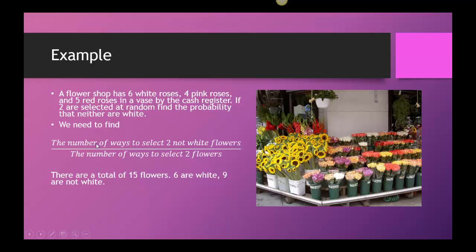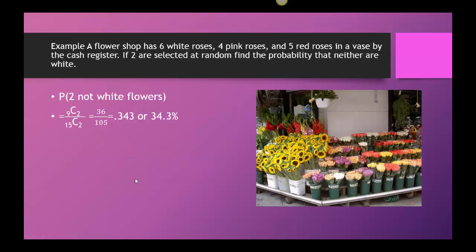So the number of ways of selecting 2 that are not white means I'm selecting from these 9. And then just how many ways can I select 2 flowers means I'm selecting from the 15 in total. So here's what I have. I have probability of picking 2 that are not white, is from the 9 that weren't white, and I picked 2, so they were pink or red, that's where the 9 came from, and then the 15 in total, and I choose 2. So 9 choose 2 was 36, 15 choose 2 was 105. Putting that in my calculator, I got 0.343, which is 34.3%.